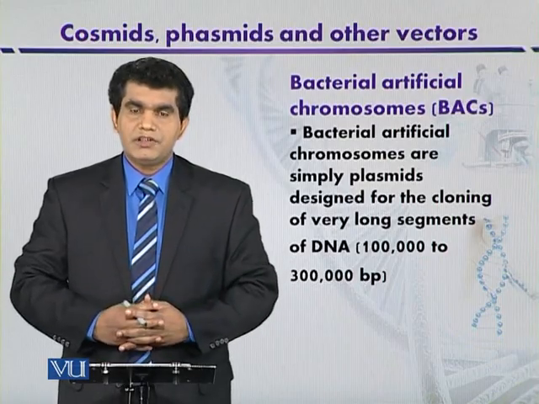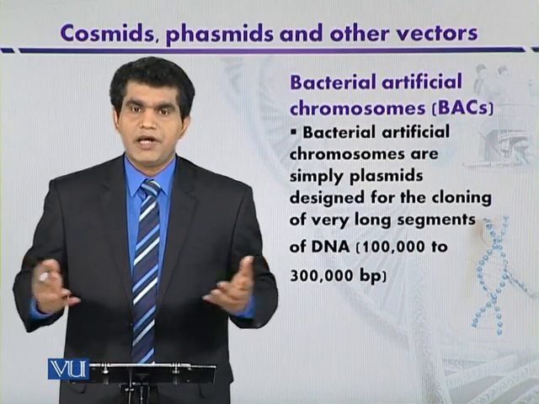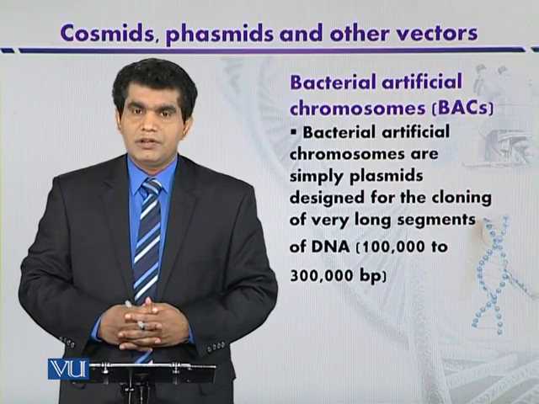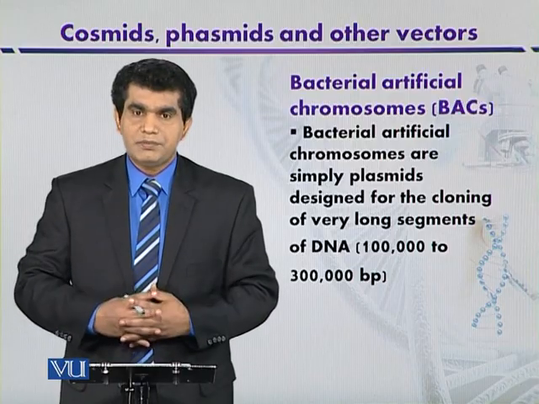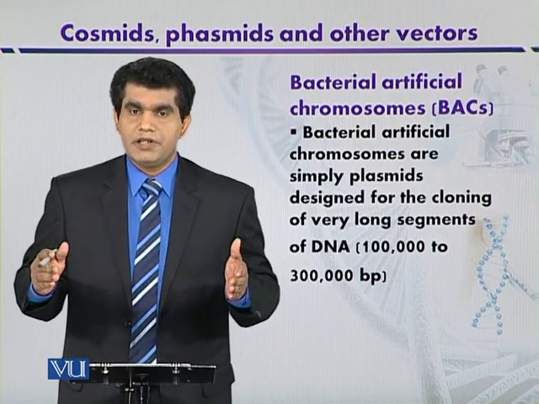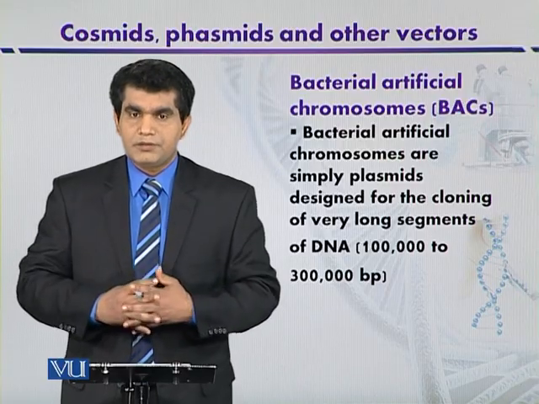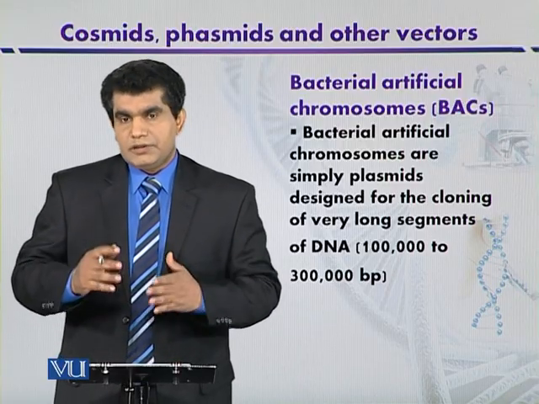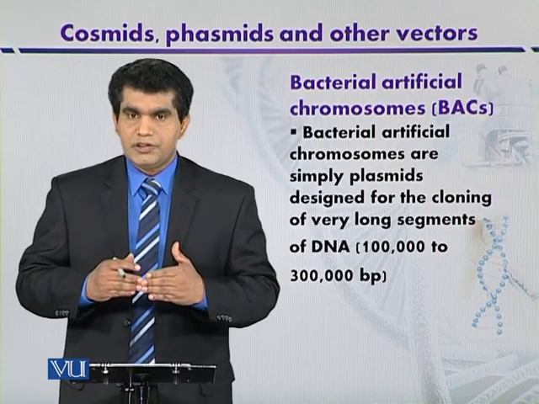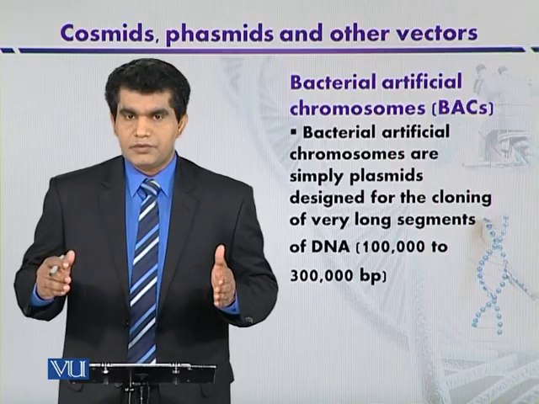Bacterial artificial chromosomes are BACs. Bacterial artificial chromosomes are also a type of plasmids that are used to clone very large DNA fragments. And here the size of the foreign DNA fragments may be 100,000 to 300,000.